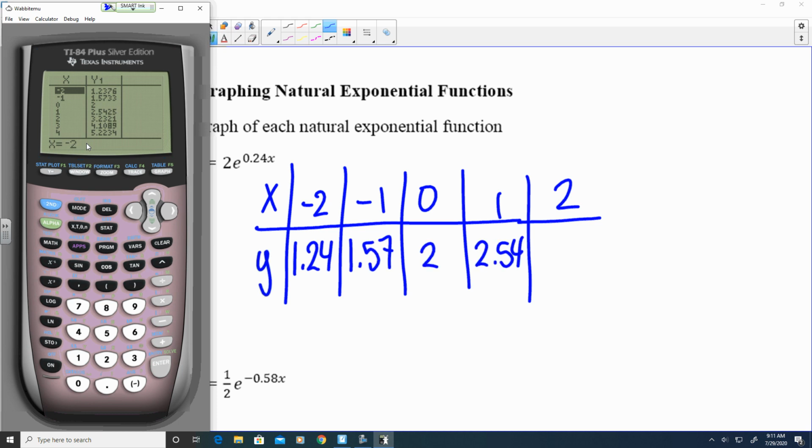And we would sketch that if we were given a graph. If you want to look at what that looks like, it's the exponential graph we've been dealing with so far, where it crosses at 0, 2. And it does that because of the 2 in front. That's going to be like a vertical stretch, so it's going to become that much taller by a factor of 2.